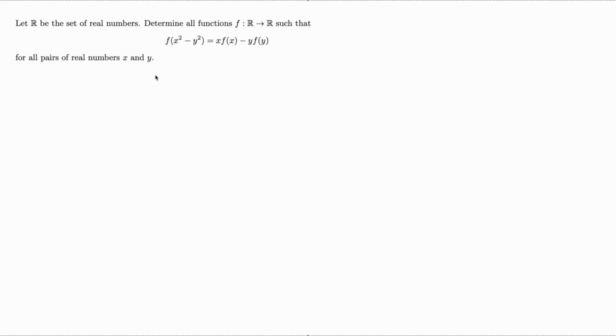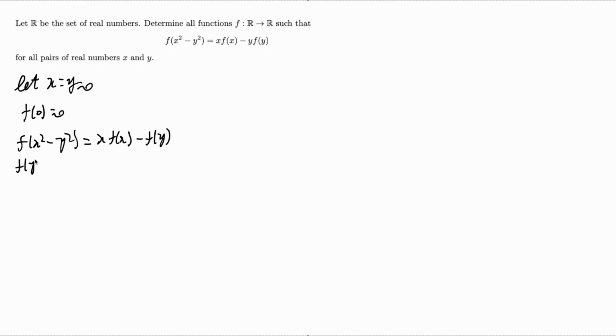After looking at this problem, the very first thing that I did is let x equals y equals 0. That way we have f of 0 equals 0 minus 0, which is 0. And then the next thing that I did is I noticed that this equation is almost symmetric. It's not symmetric, but it's almost symmetric. So what we can do here is write that and then switch the position of x and y like this.